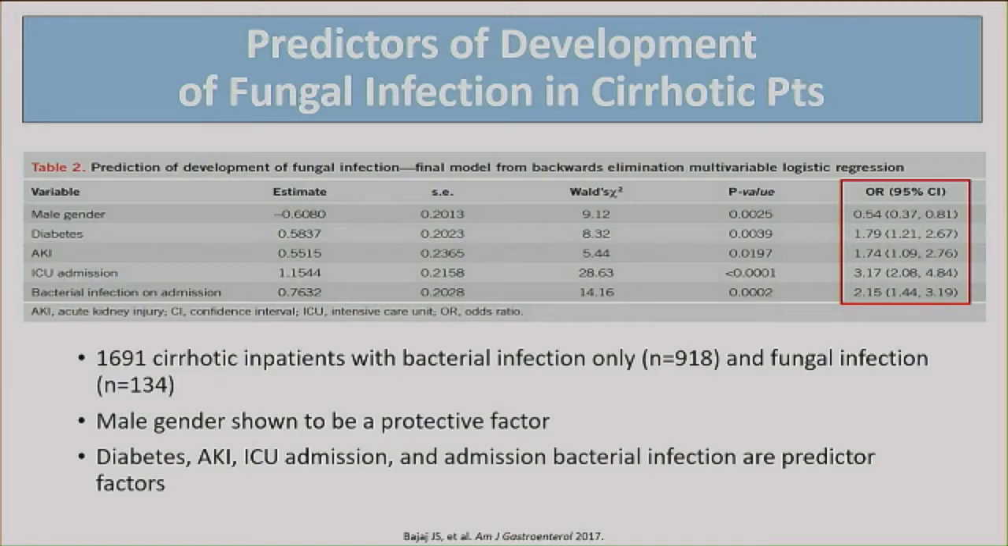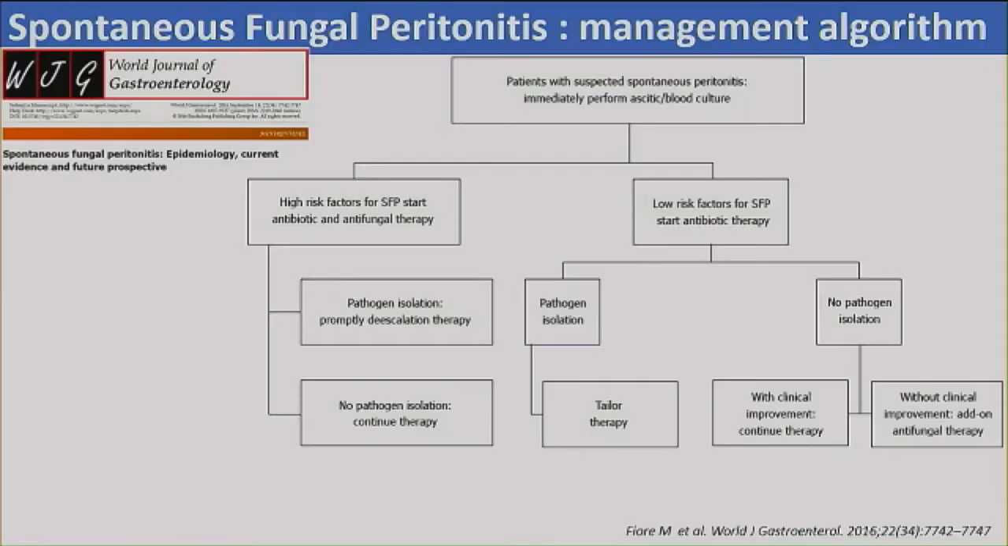Male gender may be shown to be a protective factor, with reasons unknown, but the main predictors for the development of fungal infections were diabetes, acute kidney injury, ICU admissions, and also admissions with bacterial infections, which is in liver cirrhosis. In patients with liver cirrhosis, sometimes the use of long-term antibiotics. Spontaneous peritonitis by fungi in management algorithm.